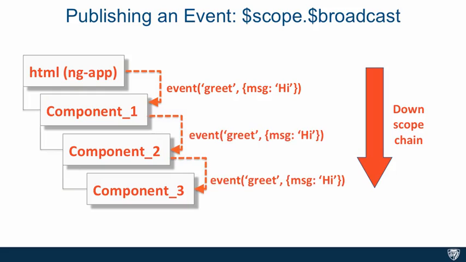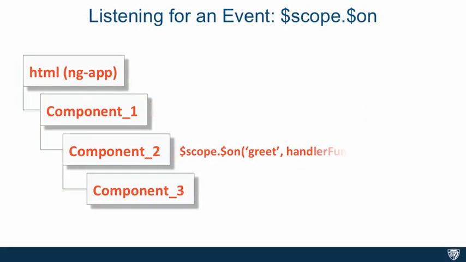The way you subscribe to an event in Angular is by calling a special method on the scope service called $on, and you provide the name of the event you're subscribing to and some handler function that deals with what to do once you catch that event.